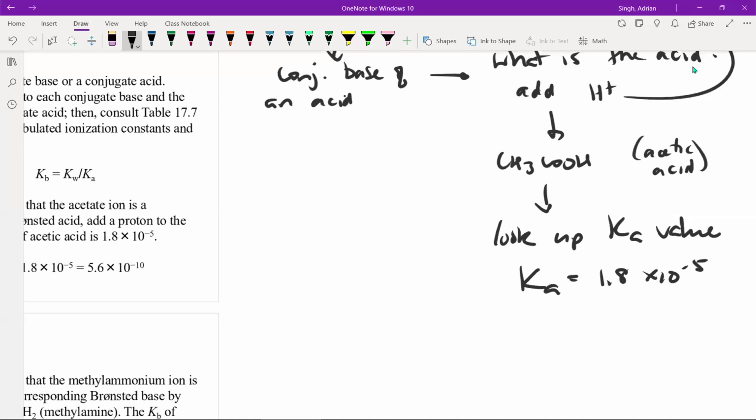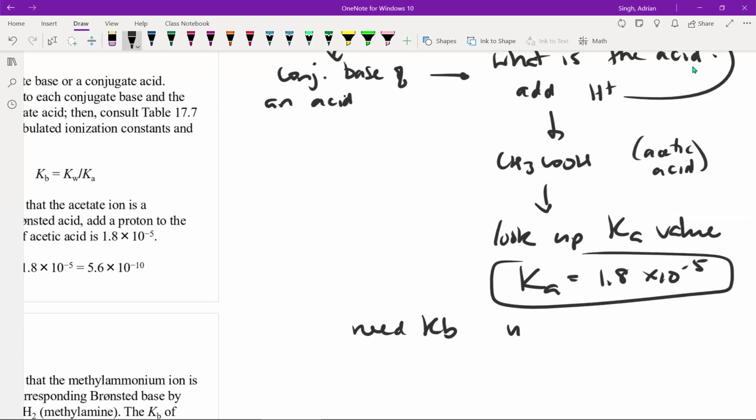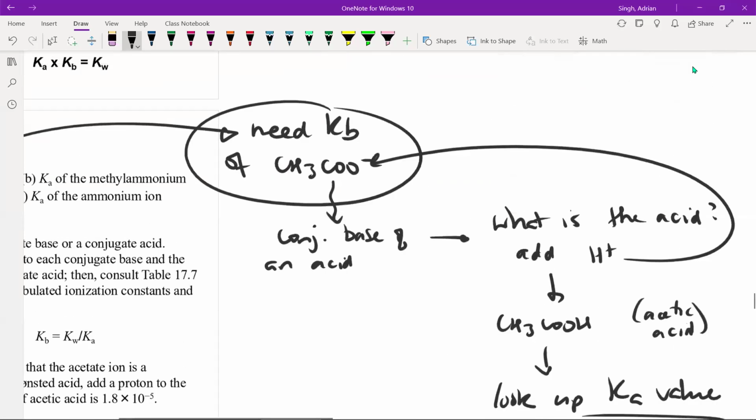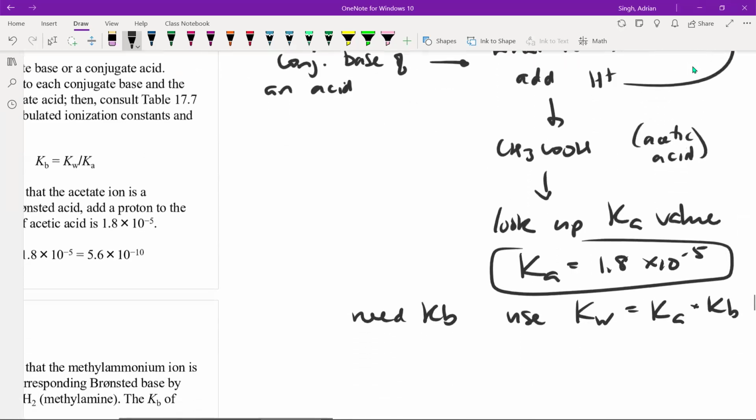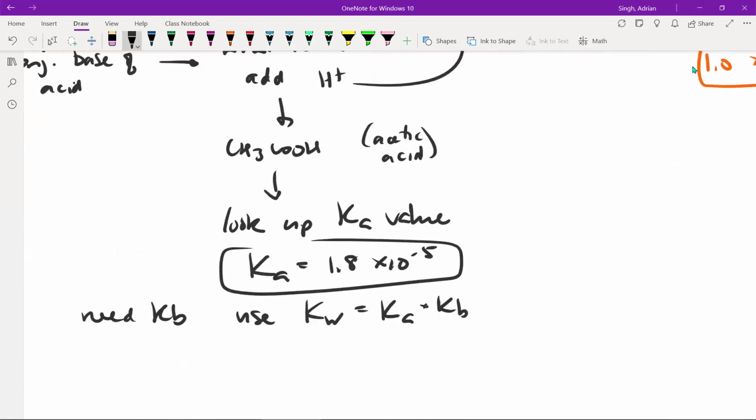Okay, and if we want the Kb, and we're given Ka, or we can look up Ka, we're going to use the Kw relationship. Kw equals Ka times Kb. Notice that we can only use this relationship if we're looking at conjugate acid-base members. You can't have a whole different acid or a whole different base. It has to be the conjugate counterpart to the original acid or the original base. And again, we can tell that things are conjugates because they differ by a single proton.